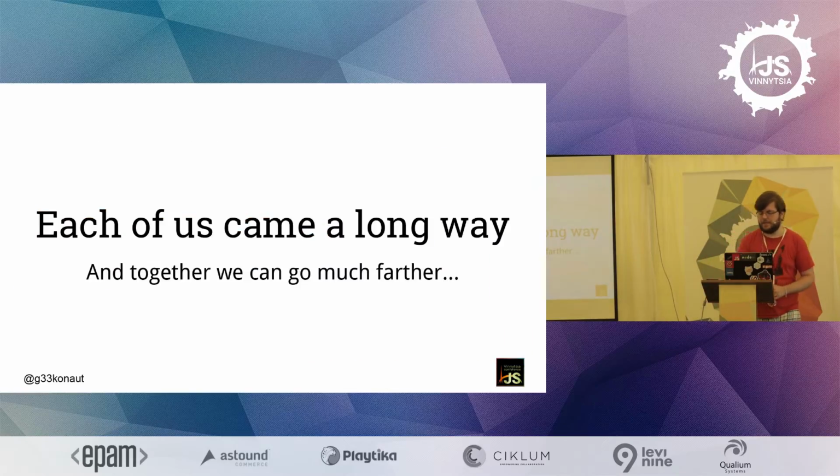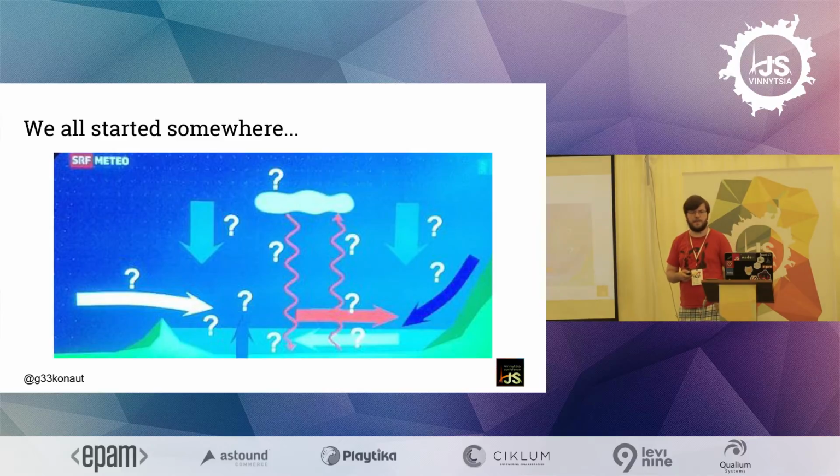And I would like to point out that even though you might be a great developer these days, you haven't always been. We all started somewhere, and this somewhere was sometimes very confusing. This is an actual graphic that the Swiss television used to explain the weather phenomenon, and they literally did this. It's a bunch of question marks, a bunch of lines, and a bunch of arrows.